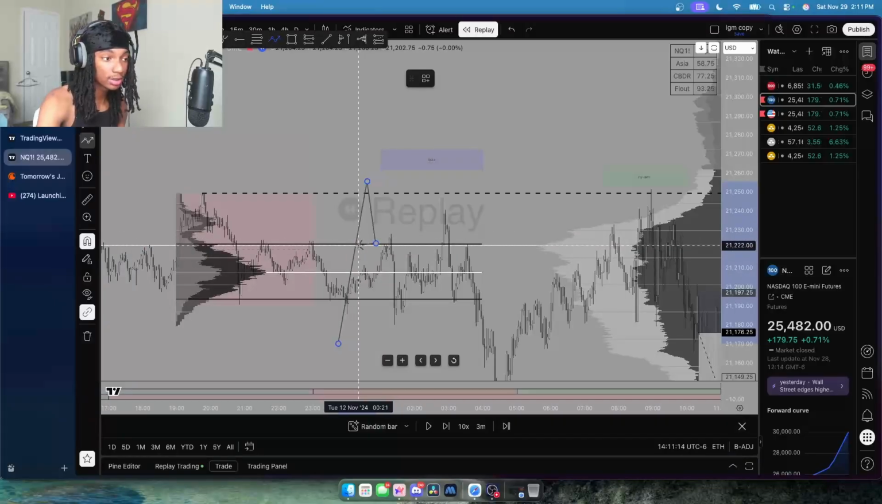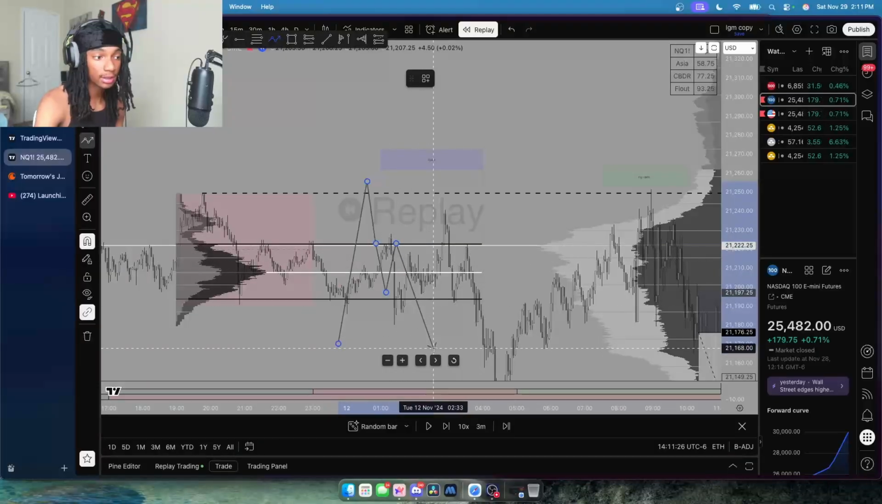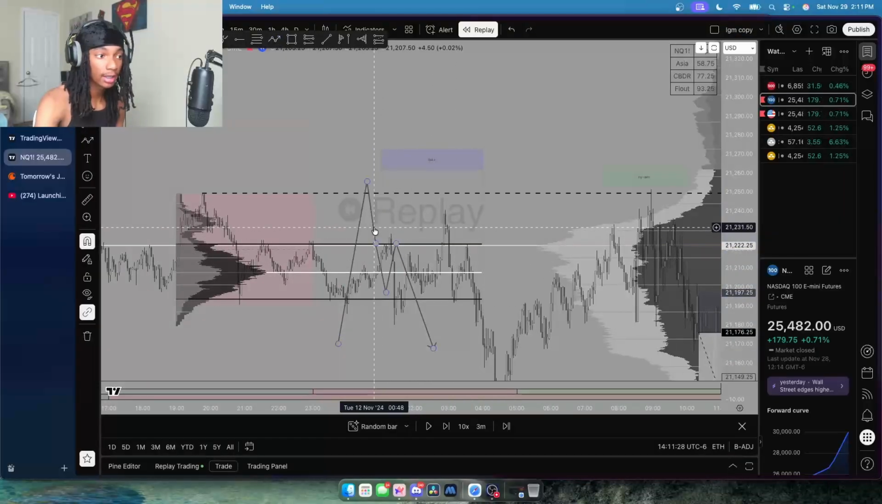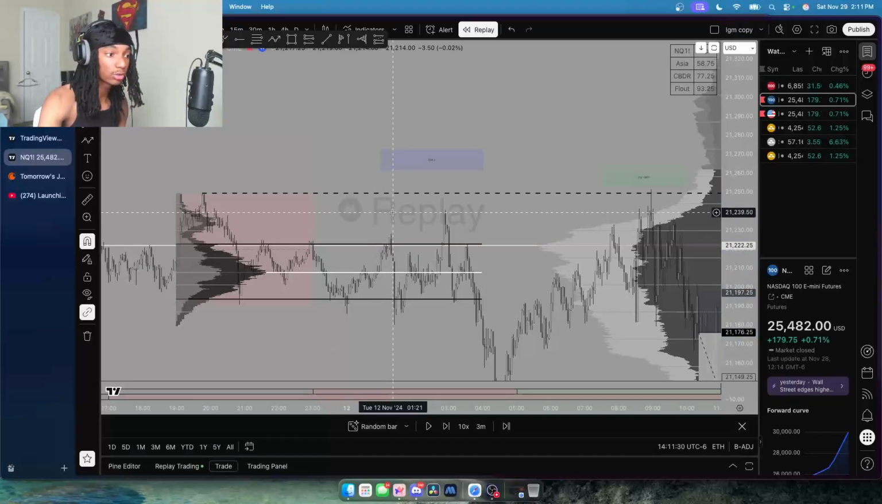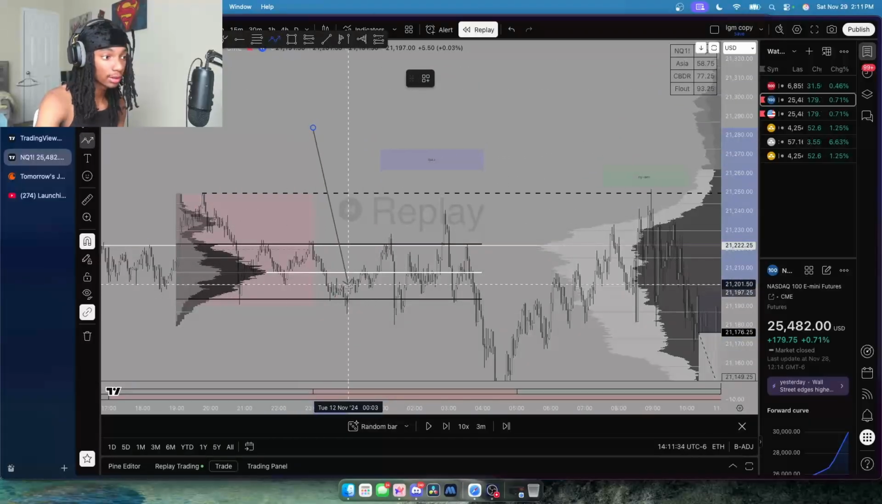Are we still staying strong? Are buyers still in? If not, and they keep on running down like this, we want to wait for a pullback here, try to catch sells right here, see if sellers are still in, and catch sells down to the downside like that. You get what I'm saying? That's one entry.